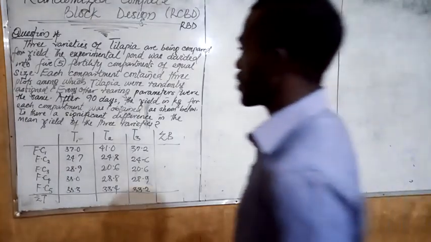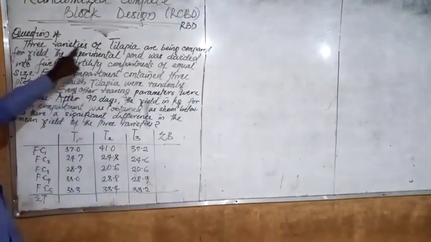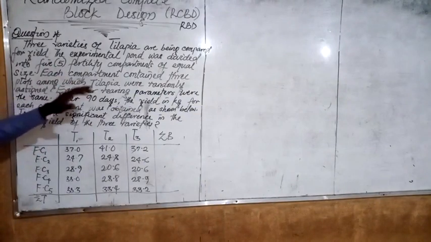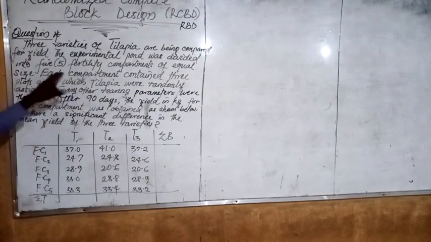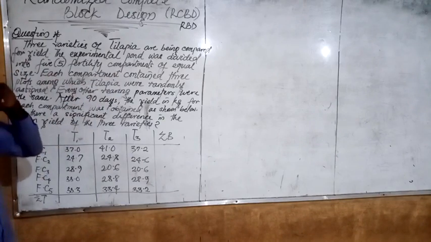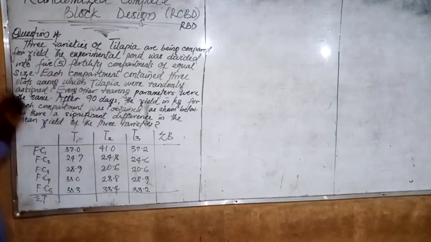Alright, let us consider this question. It says 3 varieties of tilapia are being compared for yield. The experimental pond was divided into 5 fertility compartments, each of equal size. Each compartment contained 3 plots, among which tilapia were randomly assigned.